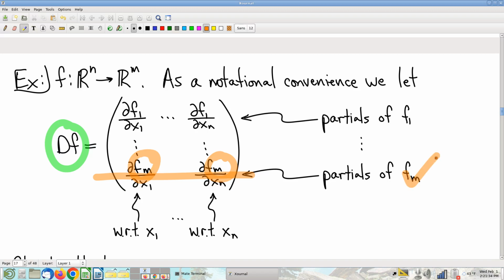Is this the Jacobian matrix? It is. It is. We'll get around to giving it that name very soon. But yes, absolutely. Okay, so this is a notational convenience.